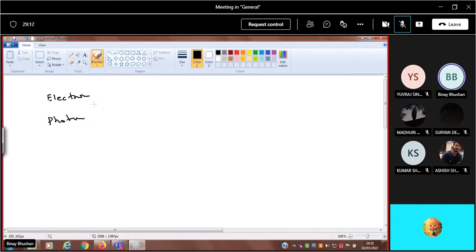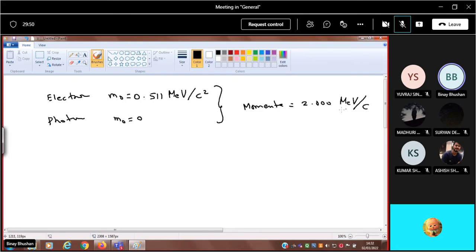The electron has a rest mass m naught equal to 0.511 mega electron volt by c square, and the photon rest mass will be 0, that we understood. Both have momenta of 2.000 mega electron volt by c. So find the total energy of each.